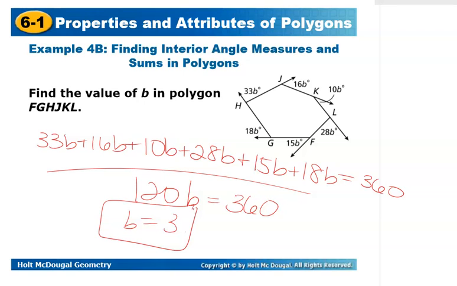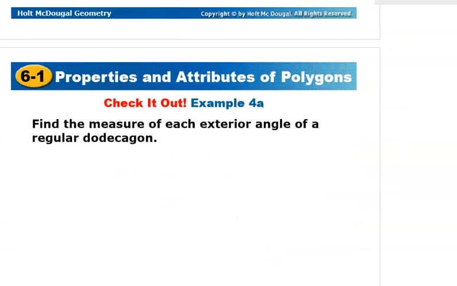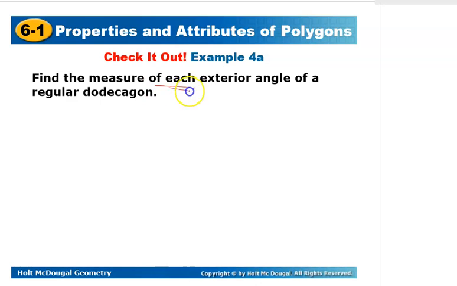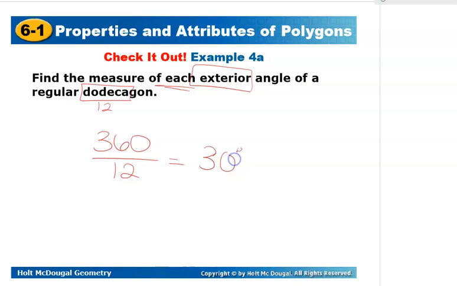Okay, and you notice that these problems tend to repeat. So you just kind of get used to them. Exterior, all of them add up to 360. Interior, you have your formula. The measure of each, okay, we're going to be dividing exterior, so it adds up to 360. So 360 divided by something. A dodecagon has 12 sides, so 360 divided by 12. And what do we get? 30. And don't forget to say degrees.